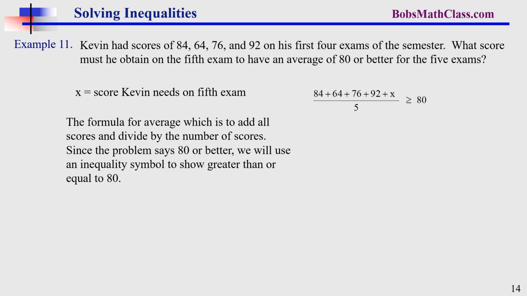Okay, now we add the 4 that we do know. That should give you 316. So 316 plus x over 5 greater than or equal to 80. Now we got to get rid of fractions, right? So this time we're going to multiply by 5 on both sides. On the left-hand side, the 5's will cancel. So on the left side, we have 316 plus x is greater than or equal to 400. Subtract 316 on both sides, and we get x is greater than or equal to 84.